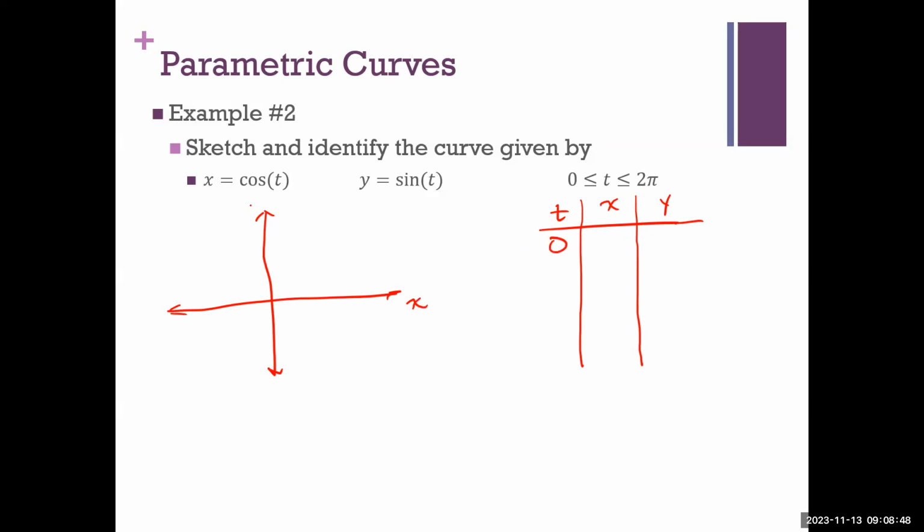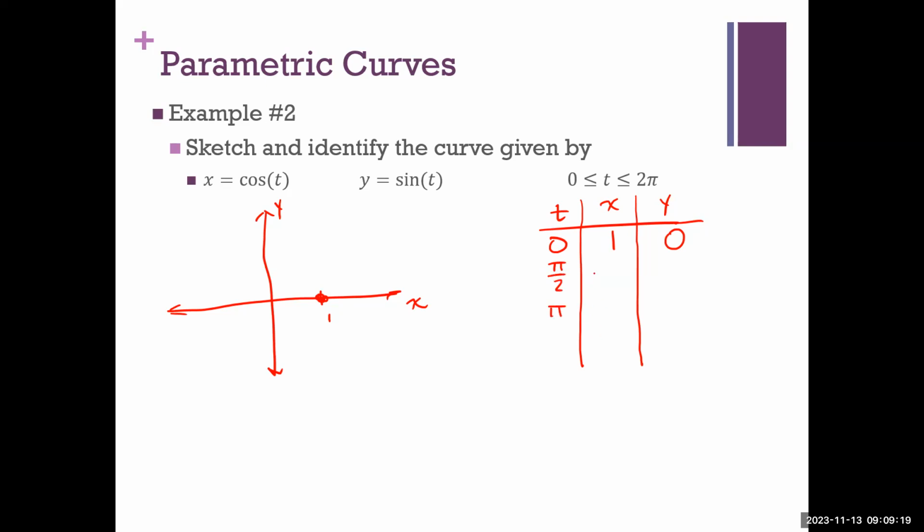0 is always a good choice. When t is 0, what are x and y? Yep, 1 and 0. So here's a point. Do we know what this curve looks like yet? Doubtful. So what else can we try? Pi over 2. I heard pi over 2 and pi.